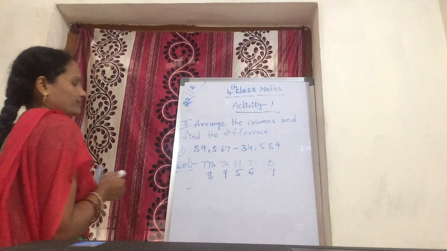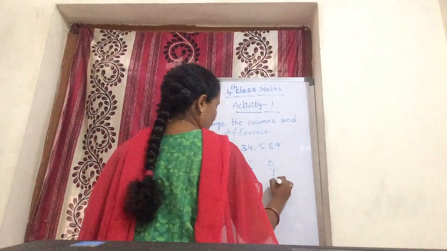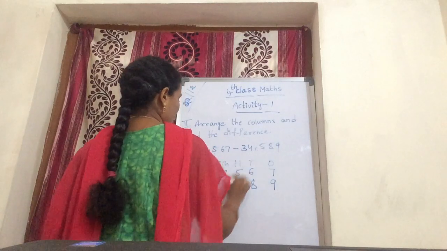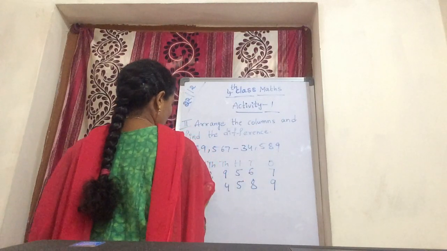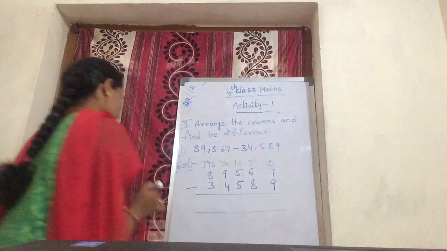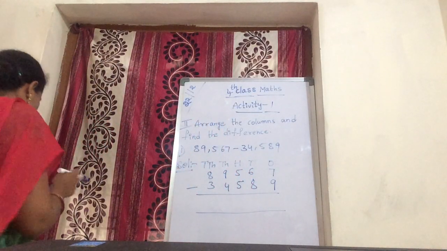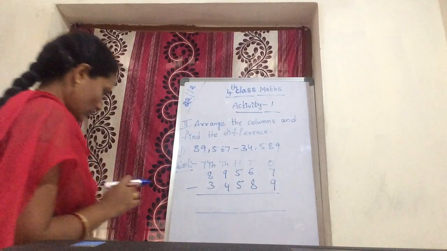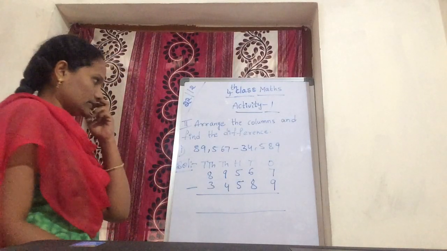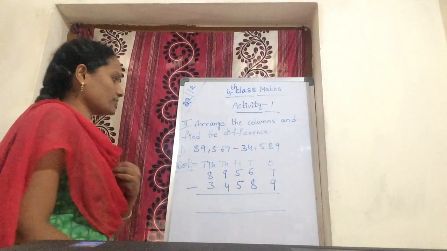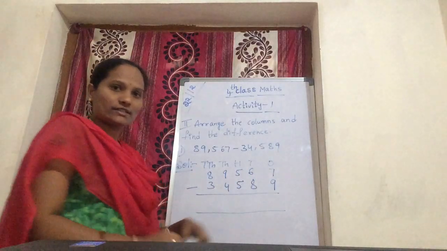Now next, 9, 8, now 5, 4, 3. Okay, you're doing subtraction. Now, coming from ones, in your ones, 7 minus 9. Is 7 minus 9 possible, amma?